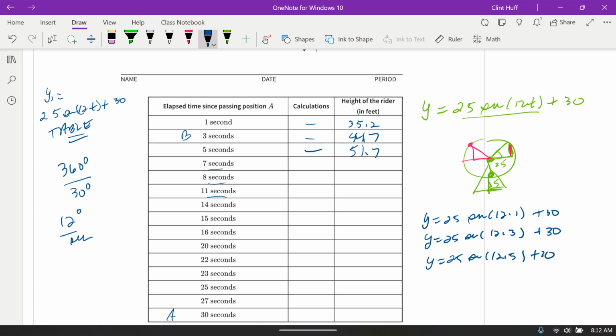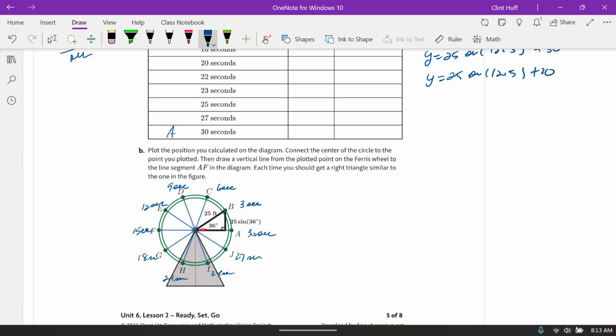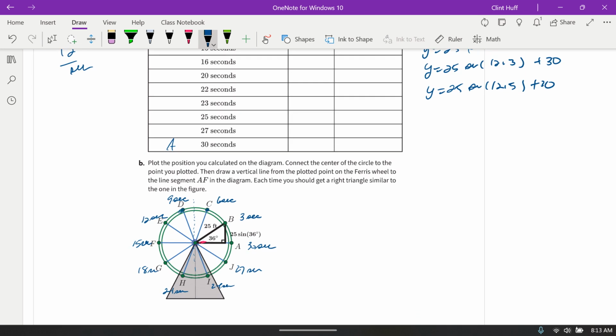So going down the list here, the answers are 51.7, 54.9, 54.9. And notice 7 and 8 seconds are the same, because 7 and 8 seconds are mirror images in the y-axis of the Ferris wheel. If you look down here, see how 9 seconds, position D, and 6 seconds, position C, are mirror images in what would be the y-axis if I drew it in. So they have the same height above the ground. Same thing for B and E, A and F, G and J, H and I. Those are reflections over the y-axis.